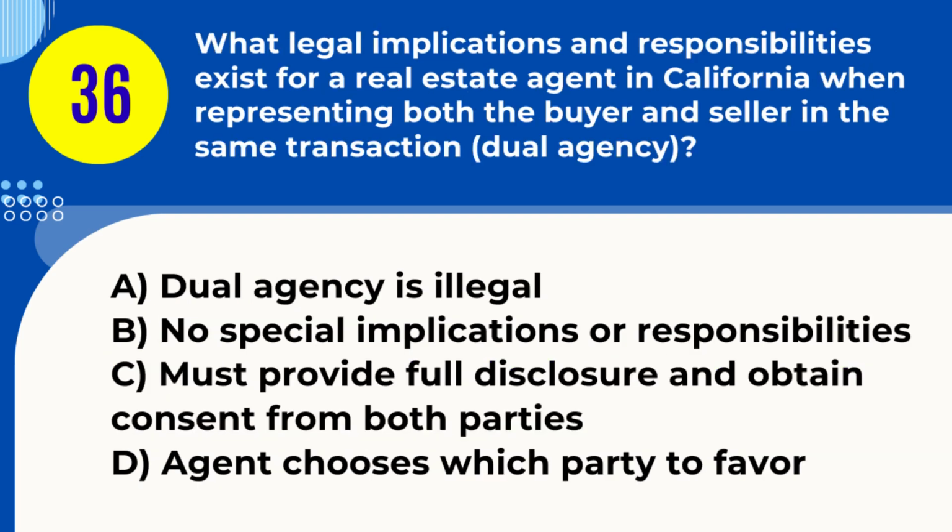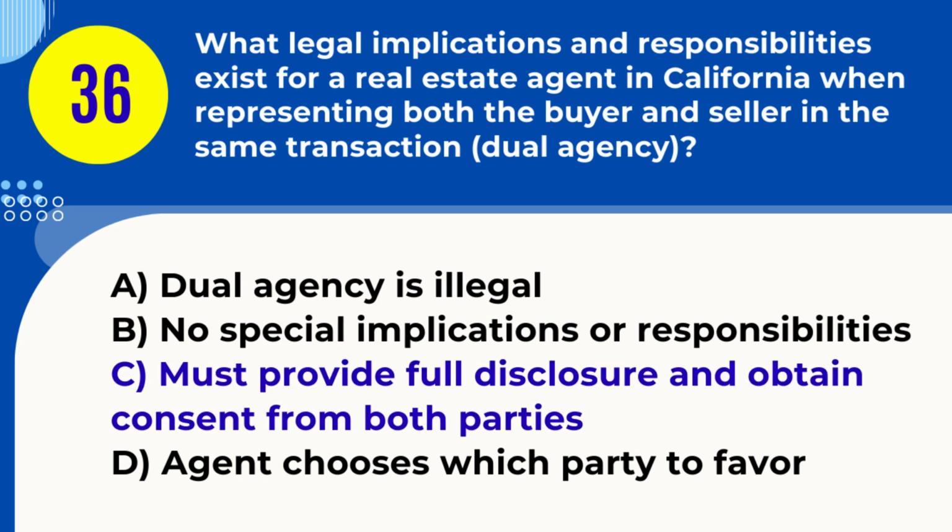Question 36. What legal implications and responsibilities exist for a real estate agent in California when representing both the buyer and seller in the same transaction? Dual agency. A. Dual agency is illegal. B. No special implications or responsibilities. C. Must provide full disclosure and obtain consent from both parties. D. Agent chooses which party to favor.